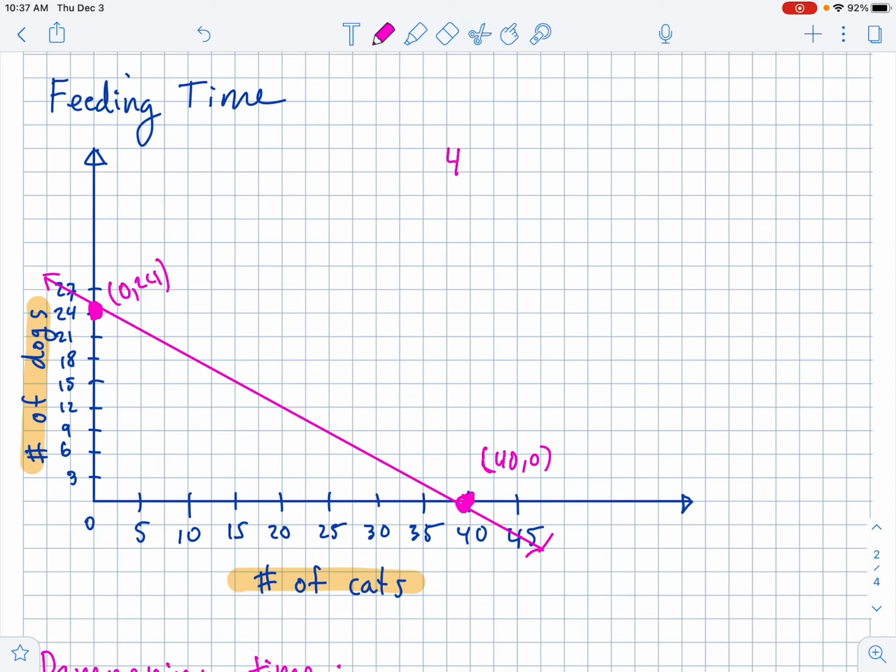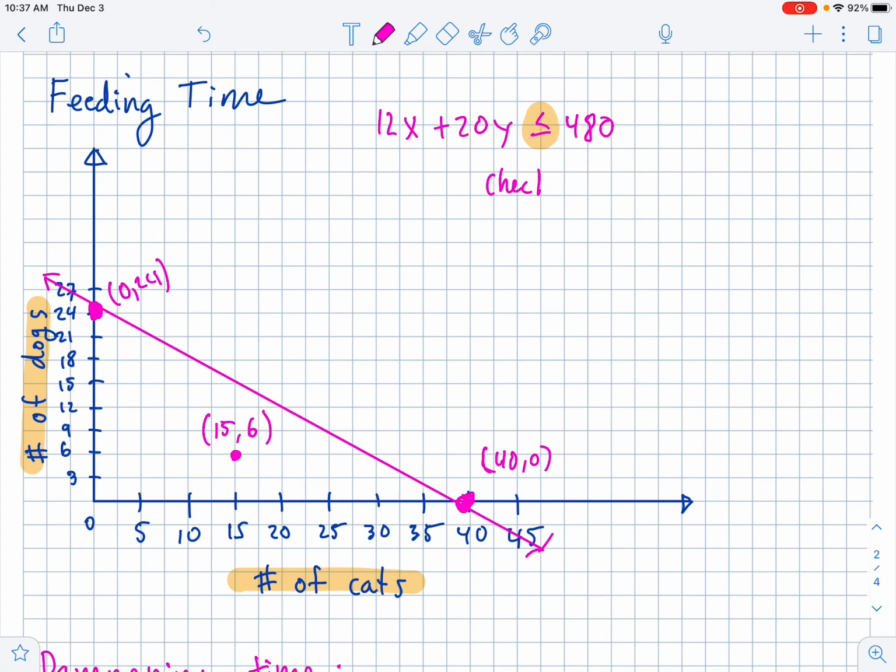But because it's an inequality, and we'll write it up here, 12x plus 20y is less than or equal to 480. Whenever you graph an inequality, there has to be some sort of shading involved. The way you figure out which side of the line to shade is you pick a point. Let's take a point like here. Let's say this is 15 cats and 6 dogs.